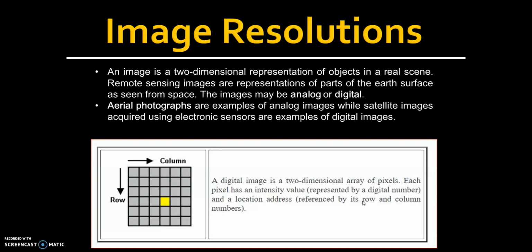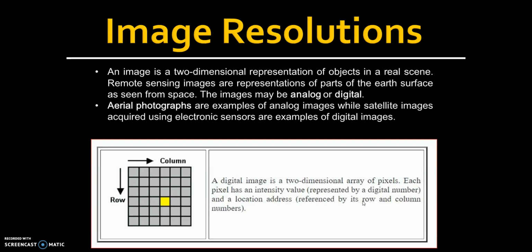Analog images are whichever images you are able to take from aerial photographs, using ground-based platforms or using aircraft. Those are called analog images. Whereas the satellite images are those which are called digital images. The images that are captured from electronic sensors are called digital images.